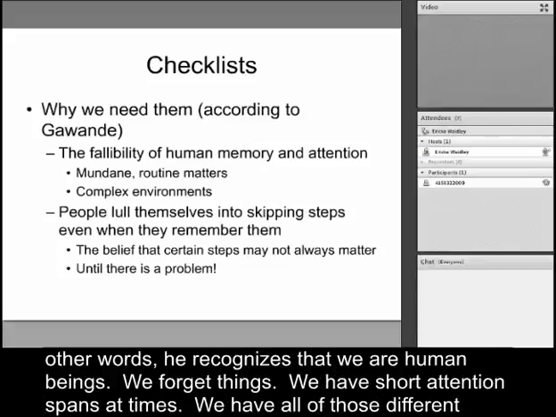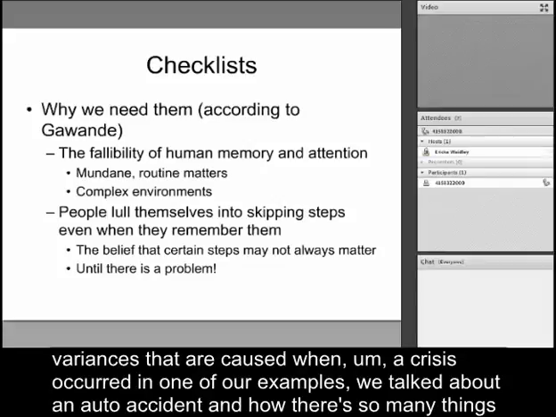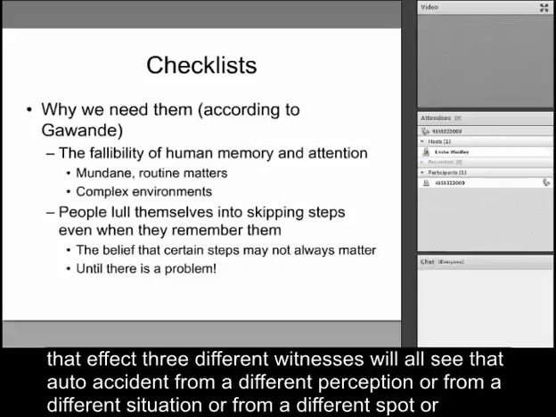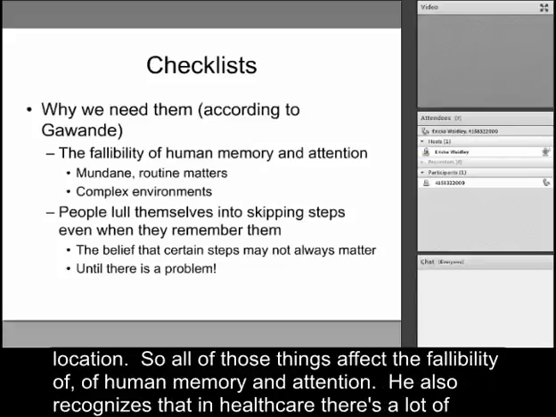And he presents a couple of different issues, and the first is the fallibility of human memory and attention. In other words, he recognizes that we are human beings. We forget things. We have short attention spans at times. We have all of those different variances that are caused when a crisis occurred. In one of our examples, we talked about an auto accident and how there's so many things that affect it: three different witnesses will all see that auto accident from a different perception or from a different spot or location. So all of those things affect the fallibility of human memory and attention.